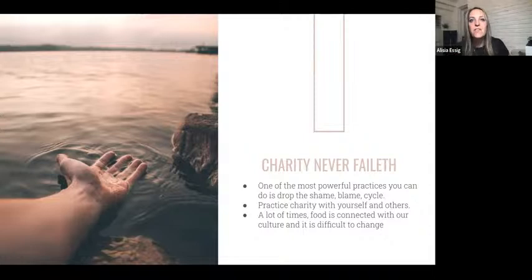Practice charity with yourself and with others, with other people in your family who may not be on board with how you want to eat right now, or when you do the emotional eating challenge and have to follow a specific meal plan and they don't want you to do this, right? You need to recognize that in order to be successful, you have to have charity and understanding for them too. Remember that a lot of times food is connected with our culture. It's difficult to change that. A lot of us show our love through food.